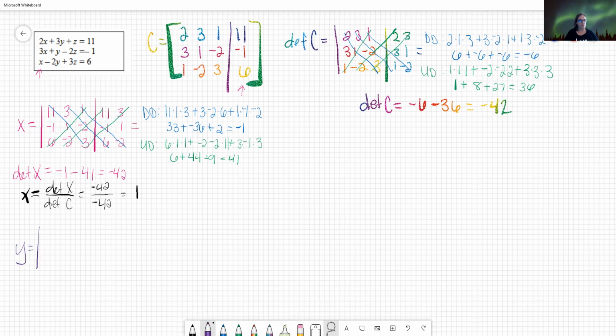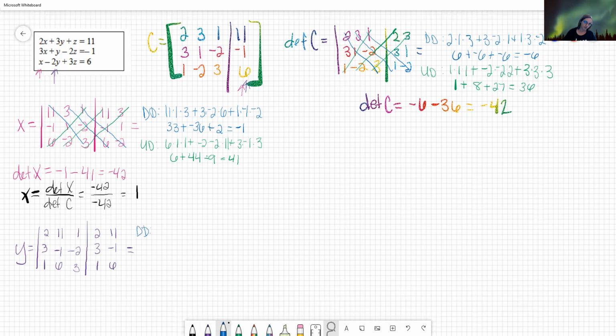Remember, to solve for y, we take our y column and replace it with the answer column. So we're going to write 2, 3, 1, 11, -1, 6, 1, -2, 3. And because we're finding the determinant, we're going to copy the first two columns onto the end: 2, 11, 3, -1, 1, 6. Now I can find my determinant.